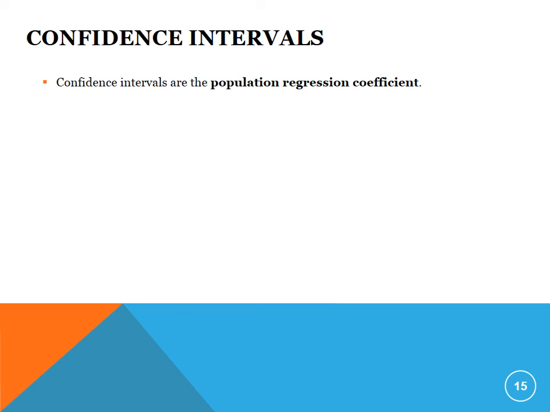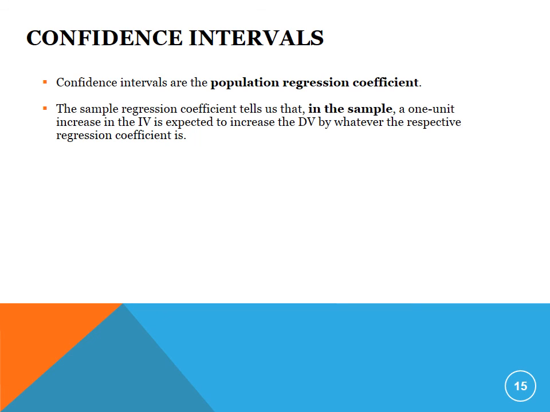So with confidence intervals, it is the population regression coefficient. We already know what the regression coefficient means. We are pros at that. We are completely familiar with that now. And so our confidence interval just allows us to see not just what's happening in the sample, but the population regression coefficient. The sample regression coefficient tells us about what's happening in the sample. As the independent variable increases by 1 unit, whatever that unit is, the dependent variable increases by whatever that regression coefficient is. That's just how we interpret our regression coefficients.